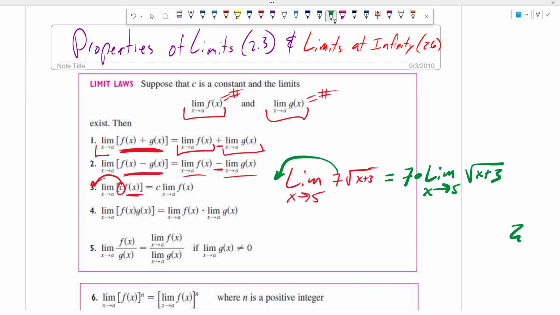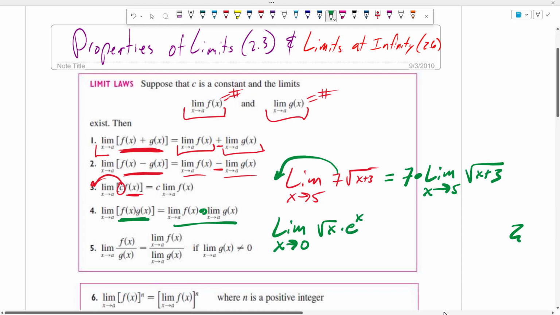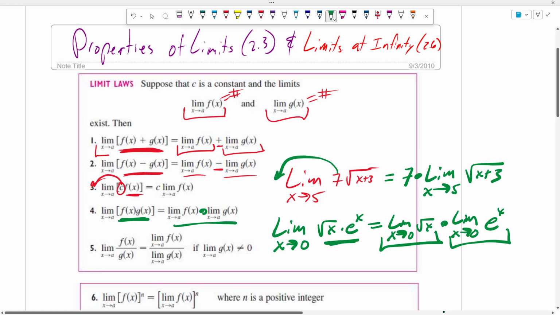Number 4, the limit of a product of two different functions is the product of the limits. So for example, the limit as x goes to 0 of rad x times e to the x. Anytime you have a product, it's equal to the limit of the first function times the limit of whatever the second function is. Again, that's only true if this equals some number and this equals some number.